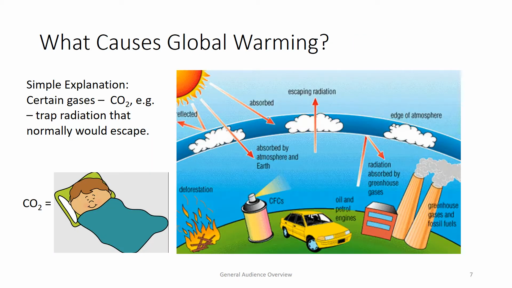What are the causes of global warming? Well, a simple explanation is certain gases, carbon dioxide, for example, end up acting like a blanket. And so they trap the heat that would normally escape from the Earth. So right now, we've got more CO2, and that little blanket is becoming more like a down comforter. So we need to reduce the amount of carbon dioxide.